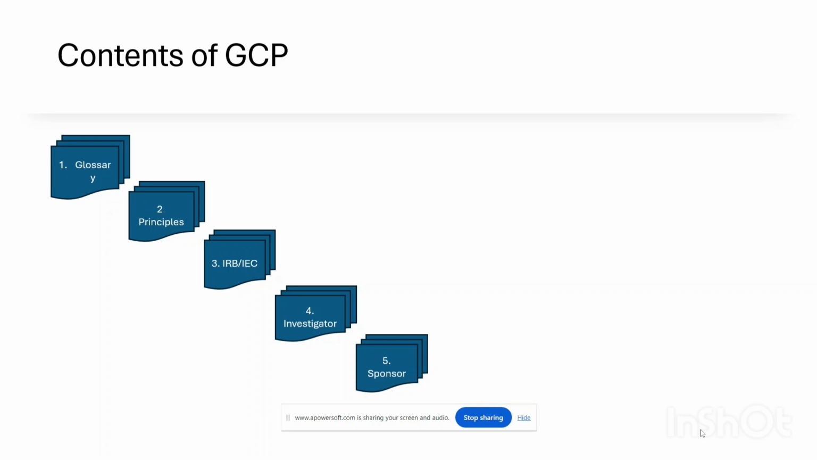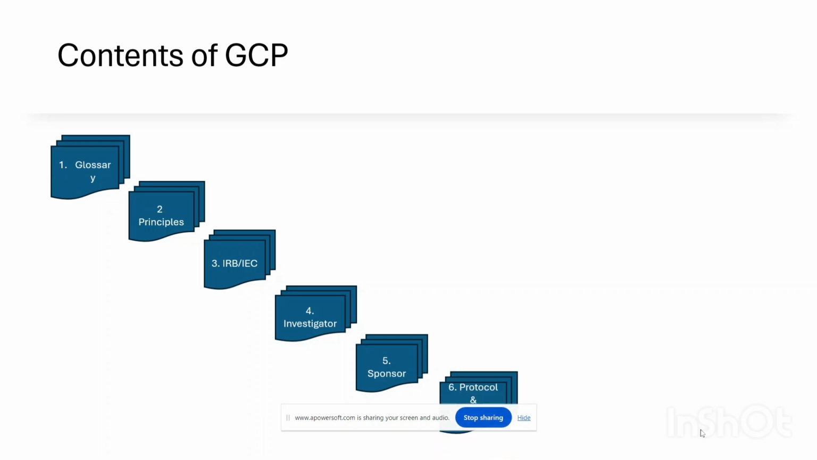safety information, adverse drug reaction reporting, monitoring, audit, non compliance, premature termination or suspension of a trial, clinical trial or study reports, and multi center trials.